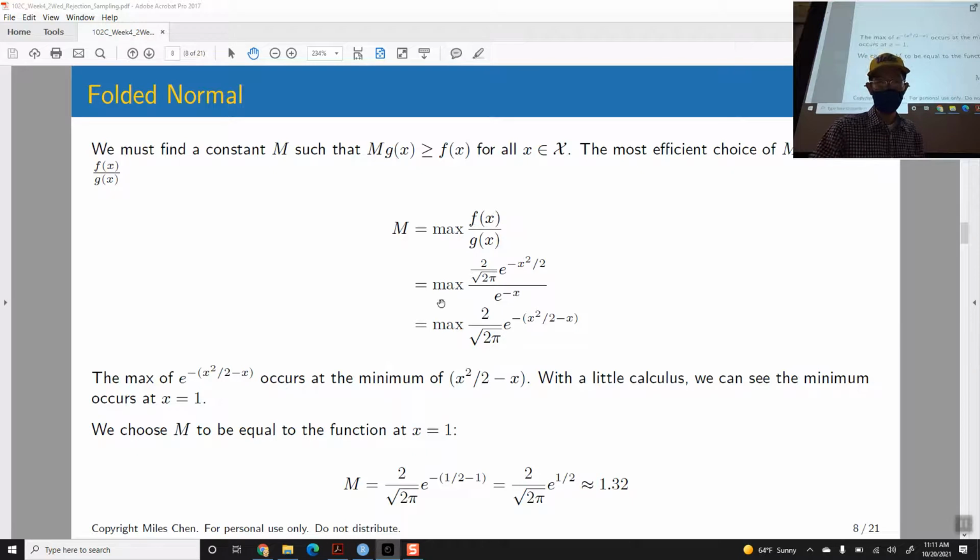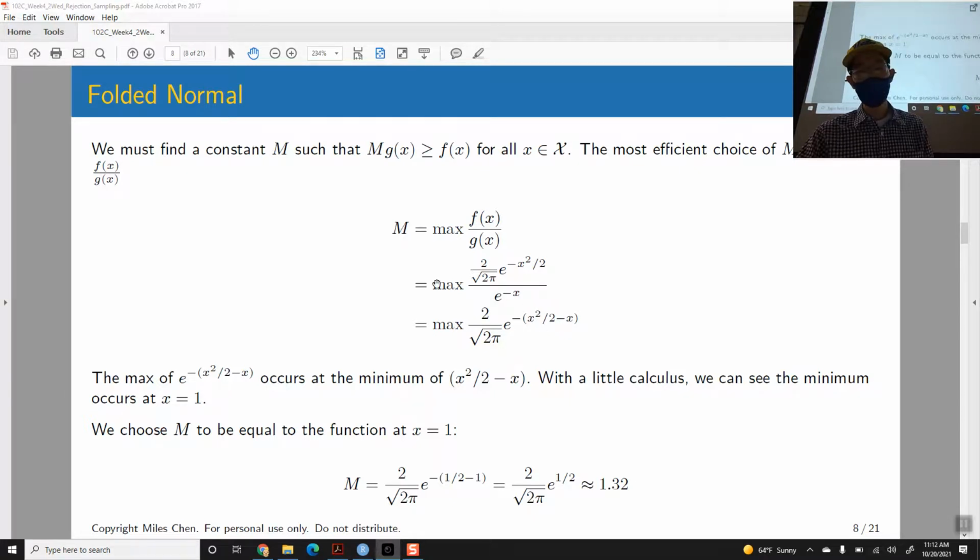So putting in the PDF for f, which is basically 2 times the standard normal, 2 over root 2 pi e to the negative x squared over 2, divided by the PDF of the exponential distribution. This PDF is e to the negative x, exponential with lambda equal to 1. Thankfully, we can combine these exponential terms. So now I have 2 over root 2 pi e to the negative x squared over 2 minus x, okay?